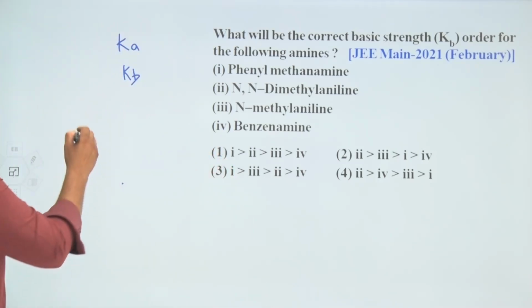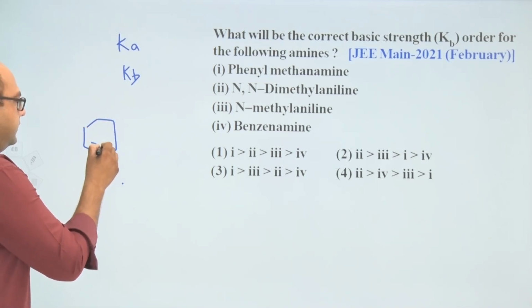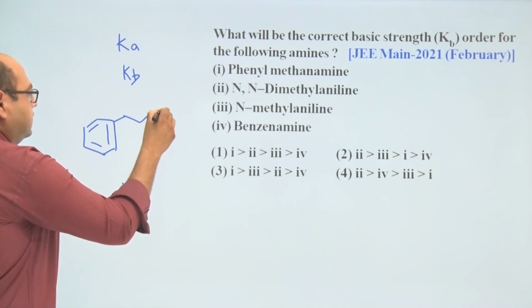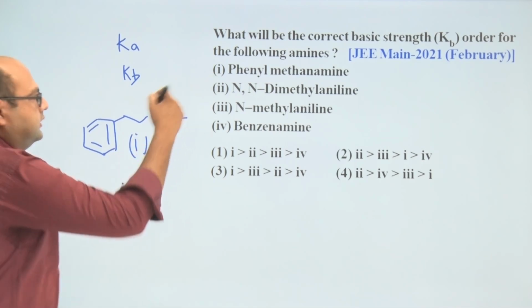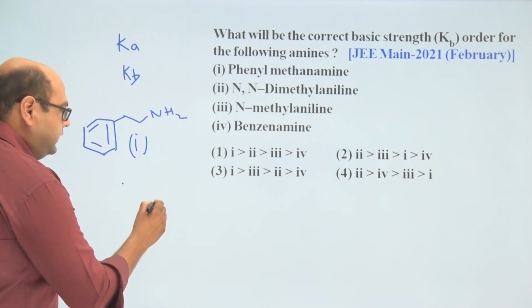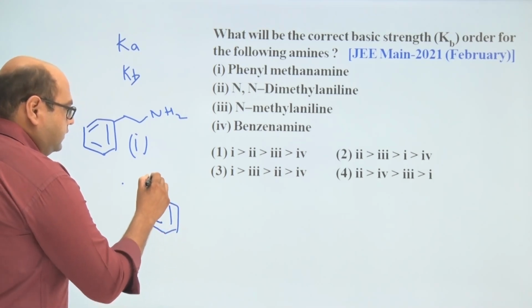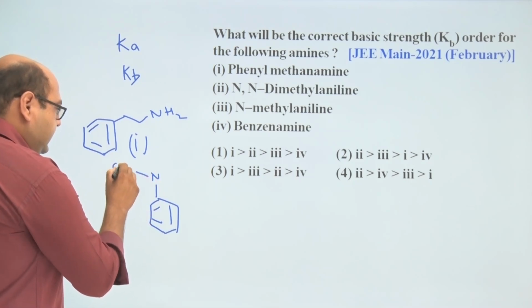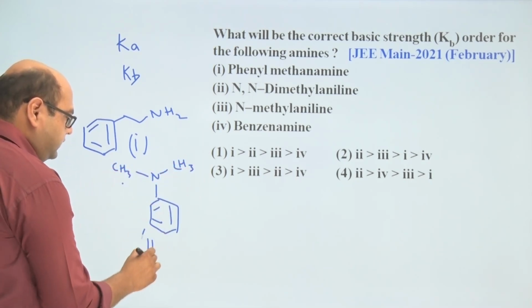First is phenylmethanamine, which looks like this. This is a phenyl group, and methanamine is this one. So let's give this the first option. Then is N,N-dimethylaniline. Aniline is nothing but benzenamine. So they are saying N,N-dimethyl, NCH3, NCH3. This is the second option.